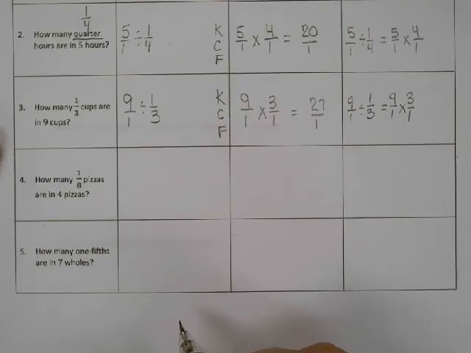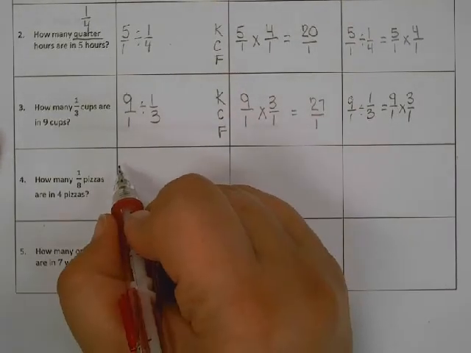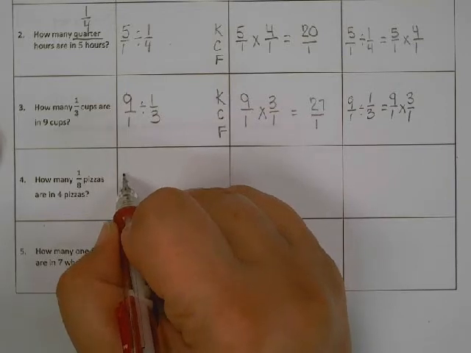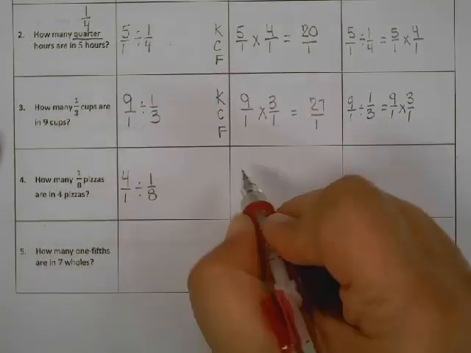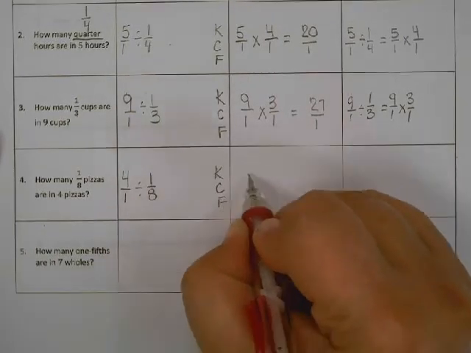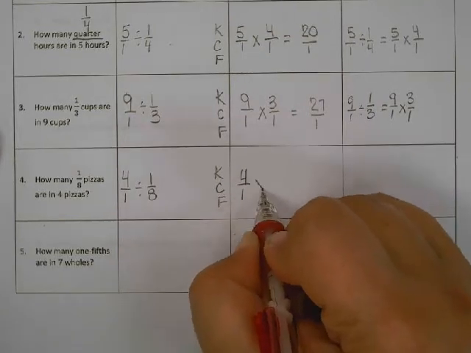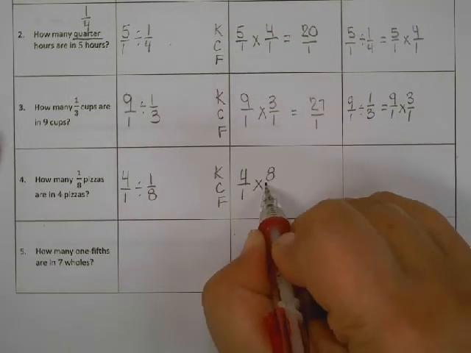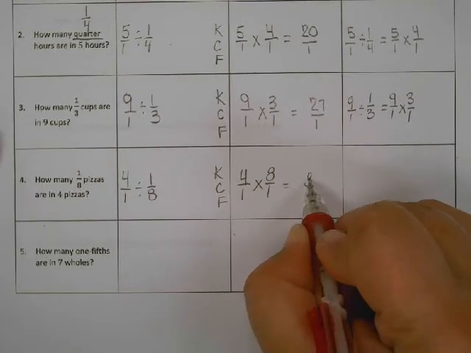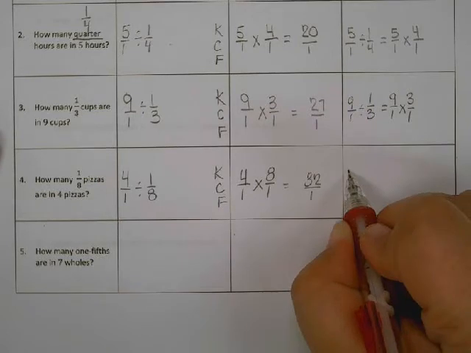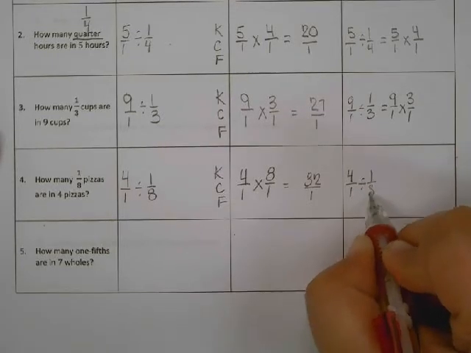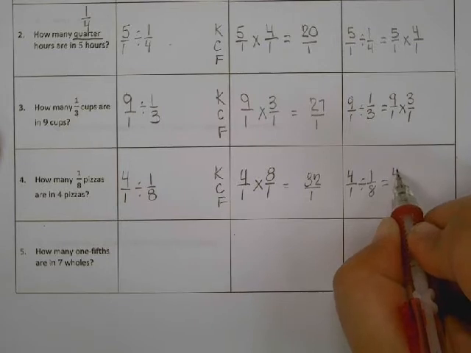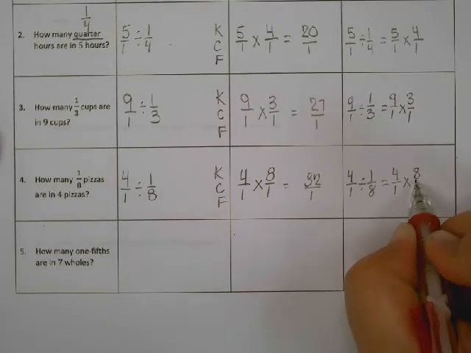And then go on to the next one. How many 1/8 pizzas are in 4 pizzas? So 4 is my whole number. I can put that over 1 divided by 1/8. Keep, change, flip. So I'm going to keep my 4 over 1, change my division to multiplication, flip to my reciprocal. And I know that that gives me 32 over 1. And then I'm going to write them as equivalent expressions. 4 over 1 divided by 1 over 8 is equal to 4 over 1 times 8 over 1.